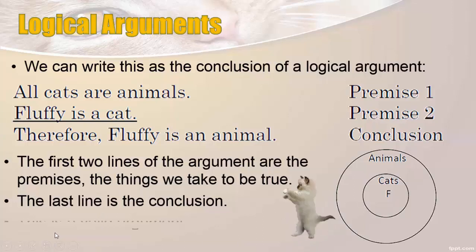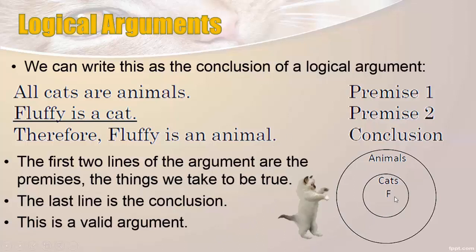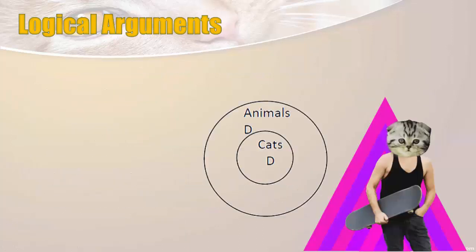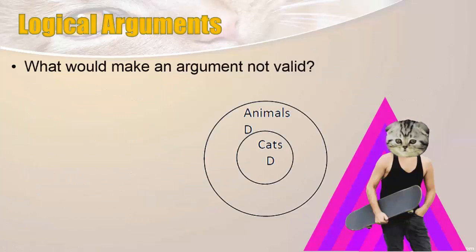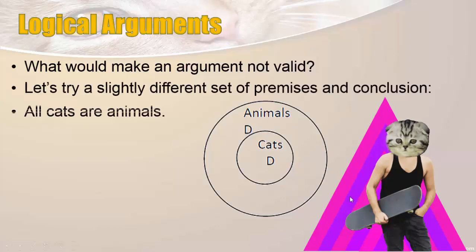And we call this particular type of argument valid because it turns out that Fluffy, here, Fluffy the cat, is only in one place. But what would we do if the argument is not valid? Well, let's try a slightly different set of premises and conclusion. So here we go.